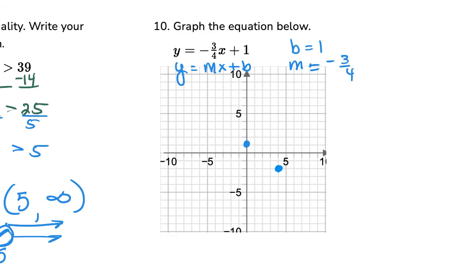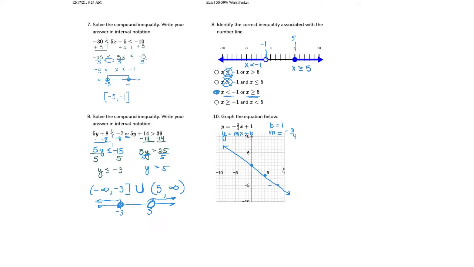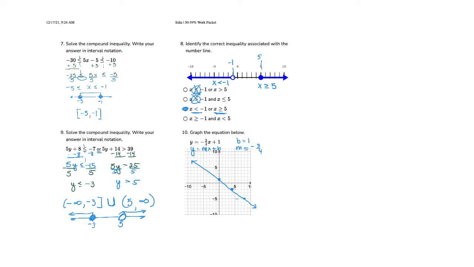There's my dot. And I can go again down 3 and over 4 if I want to. It's a negative slope, so it better go up and to the left. Oh, I missed that one. Let's try again. There we go. That's not too bad. And our line should look something like that. And that is page 2. Simple enough. That one took about 3 minutes.